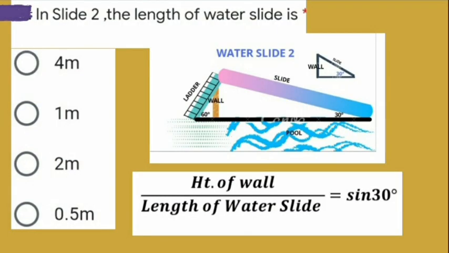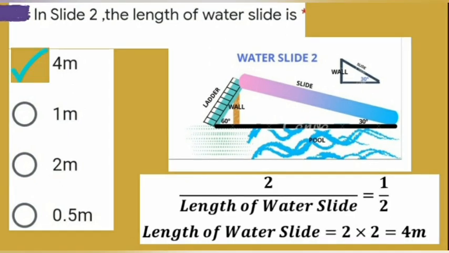We are supposed to find the length of water slide 2 in this case. Now since we know the height of the wall is the same in slide 1 and slide 2, the height of the wall here is also 2 meter. And now again, considering the right triangle formed between the wall, slide and the ground level, we have the height of the wall upon the length of the slide being sine 30 degree, and on simply putting the values as height of wall 2 and length of water slide, which we are supposed to find, and sine 30 being half, we get the answer as 4 meter.